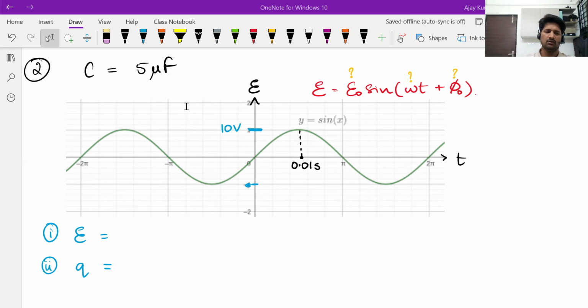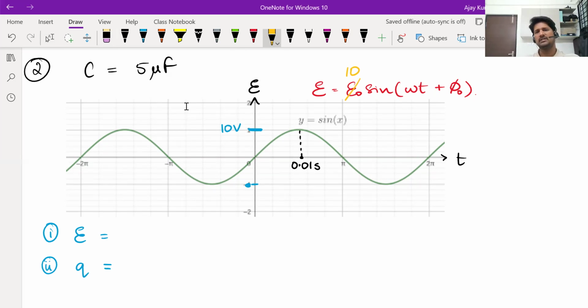How much is E naught, the peak EMF? 10 volts. Okay, you can look at that from the graph. The EMF graph is varying between plus 10 and minus 10. That means the peak value is 10 volts.